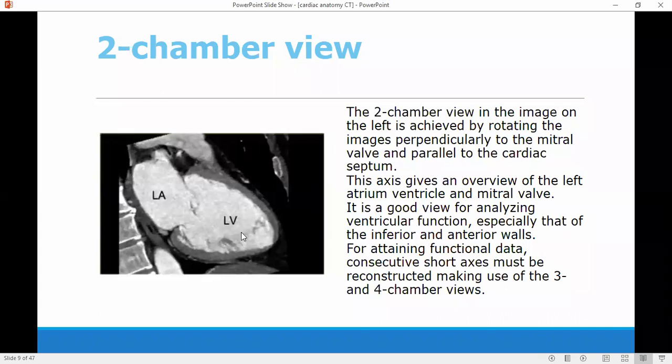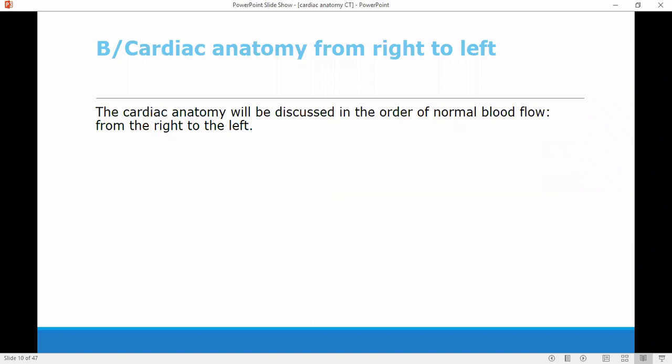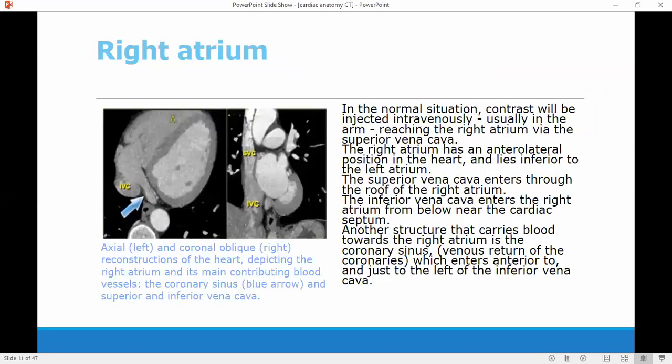For attaining functional data, consecutive short axes must be reconstructed making use of the 3 and 4 chamber view. يعني from 4 chamber and 3 chamber we can get short axis view through the left ventricle to assess its function. Cardiac anatomy from right to left. The cardiac anatomy will be discussed in the order of normal blood flow from right to left. We will start with the right atrium.